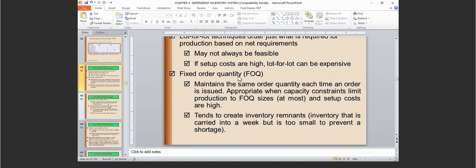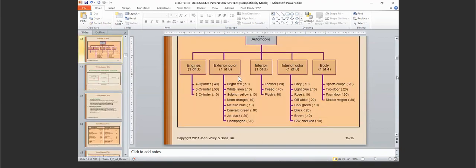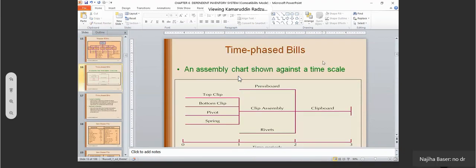So that's all. Any question about developing the MRP table? Okay, thank you. That's all for today. We finish our class.